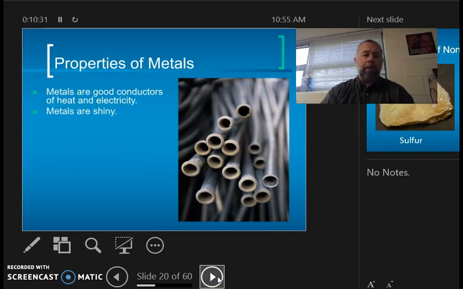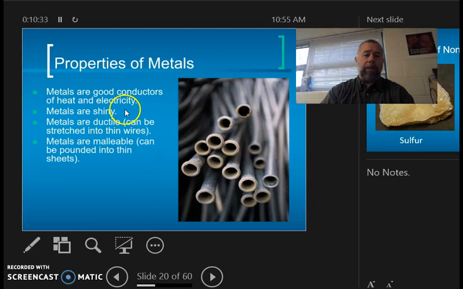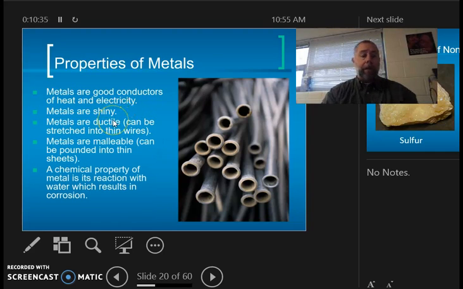How do we know something's a metal? Metals are good conductors of heat and electricity. They're shiny. They can be ductile, means they can be stretched into thin wires. Metals are malleable, can be pounded into thin sheets. A chemical property of the metal is its reaction with water, which results in corrosion. Corrosion is simply rust. Okay? So metals rust. They are ductile. They are malleable. You see how things that we learned in our last unit are continuing on now? You need to know these things about metals.